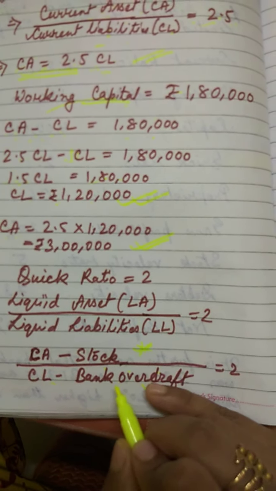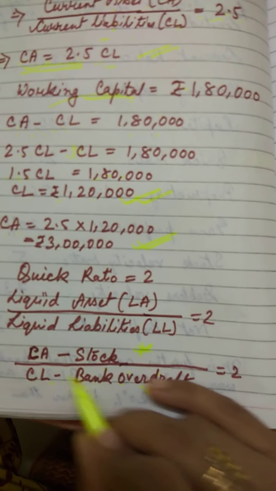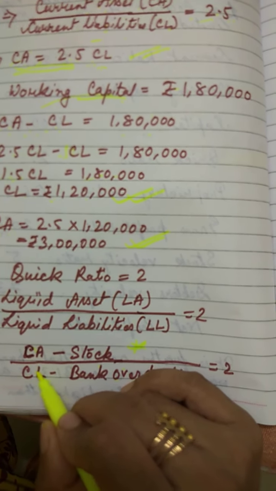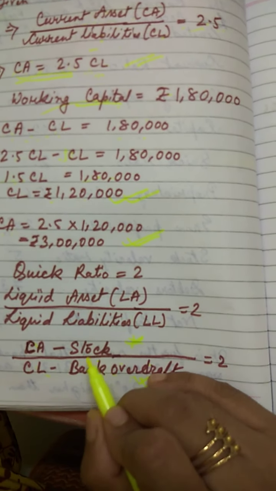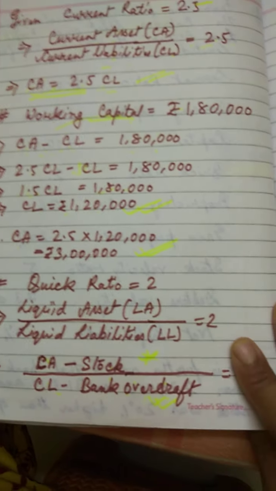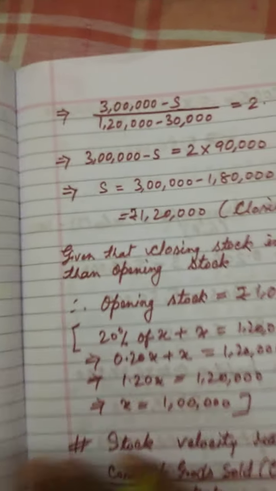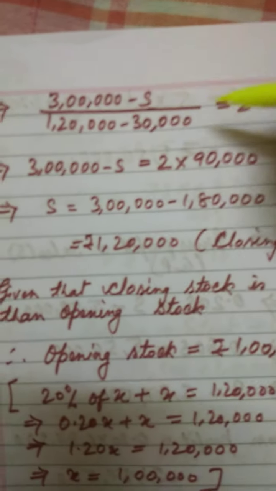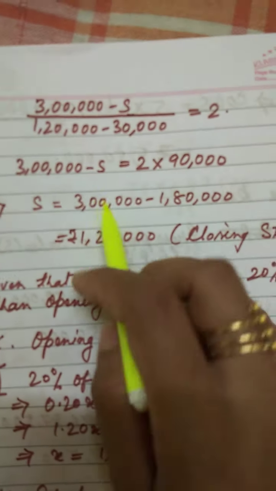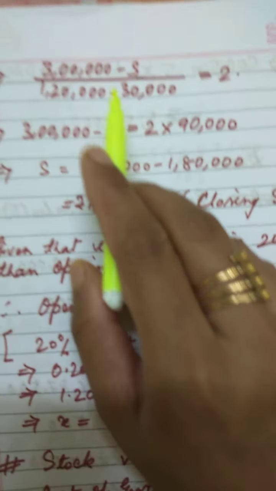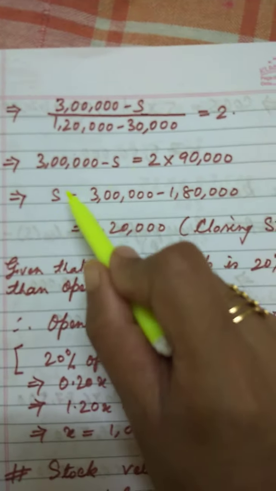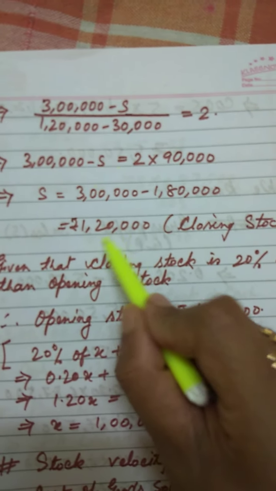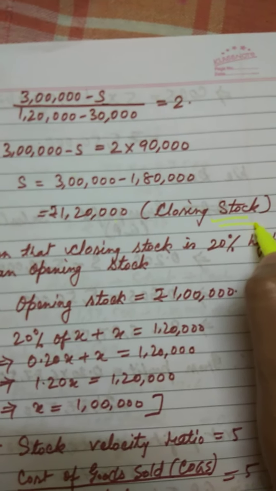So we will use this bank overdraft amount, and we know this too, we have already derived, and we will put all the values in this equation in order to find out the amount of stock. That will be the closing stock. Okay, so let us move on. So we have substituted all the amounts here, and we have solved for S by using the cross multiplication way, and we have found that stock is equals to 1,20,000. This is the closing stock.